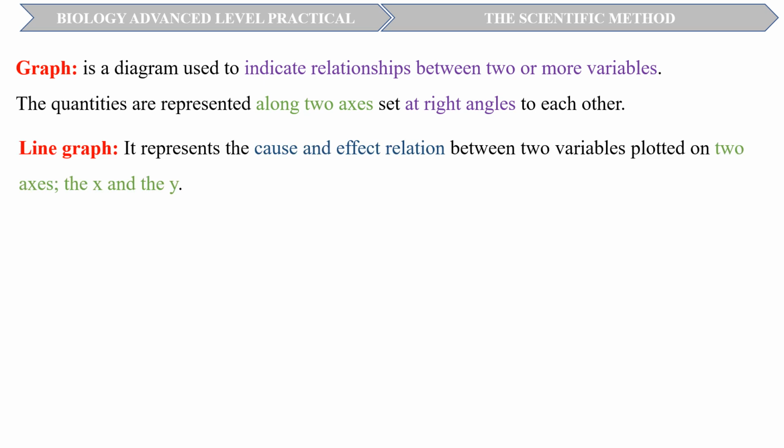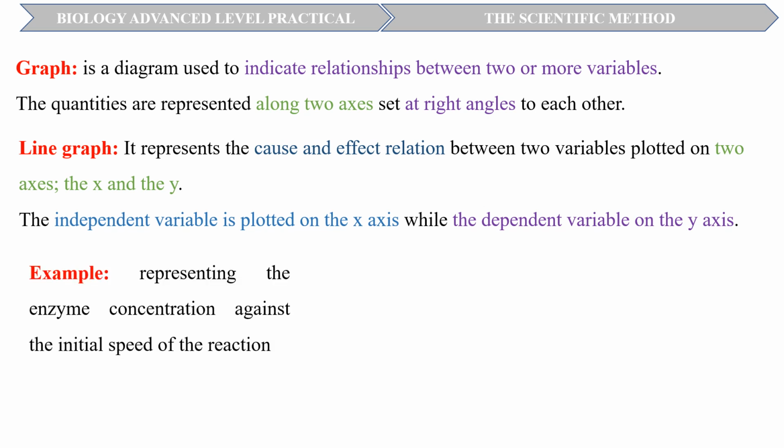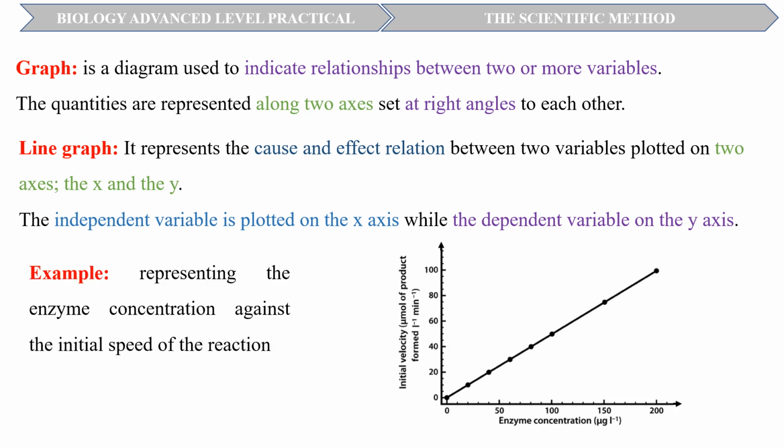A line graph represents the cause and effect relation between two or more variables plotted in intersecting straight lines with two axes, the x and the y. The independent variable is plotted on the x-axis and the dependent variable on the y-axis. Let us take as example, representing the enzyme concentration against the initial speed of the reaction. The enzyme concentrations are set by the researcher.